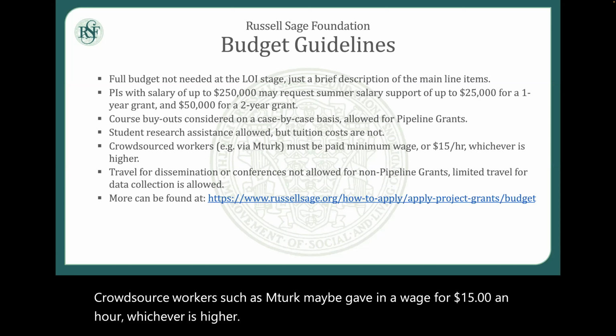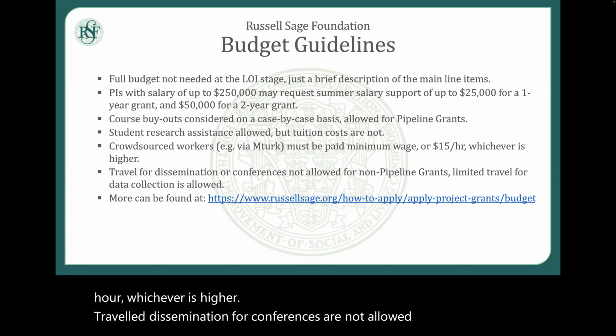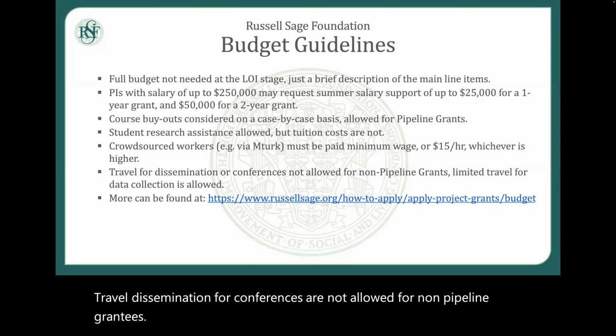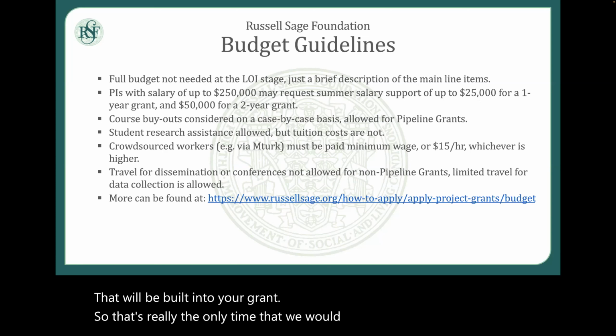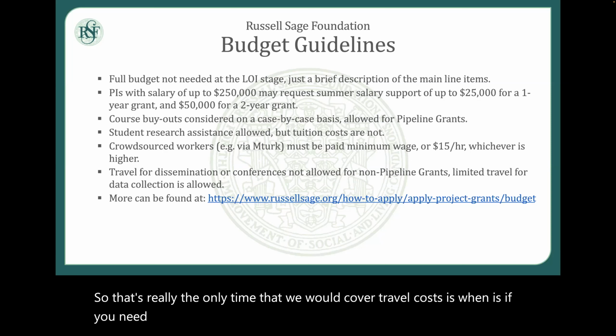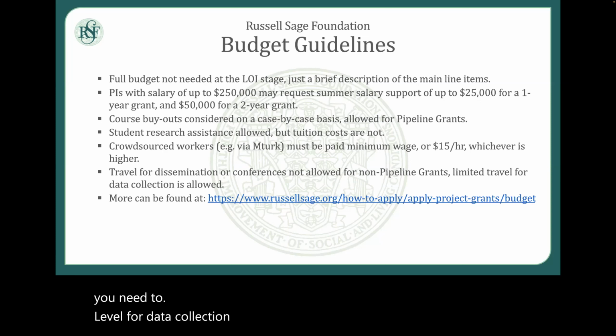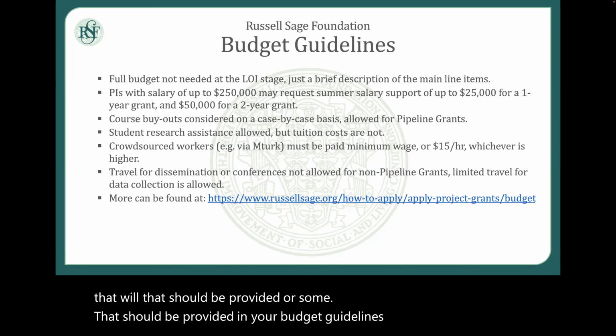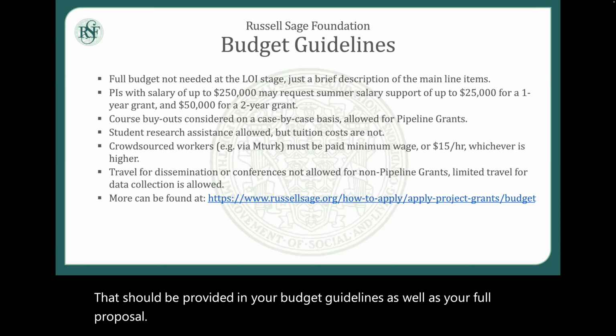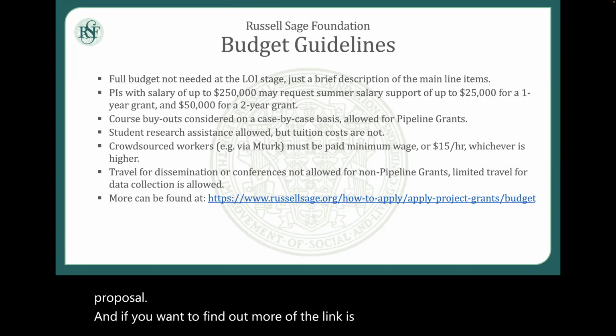Travel for dissemination at conferences is not allowed for non-pipeline grantees. However, if you have any travel-related data collection, that will be built into your grant. So that's really the only time that we would cover travel costs, if you need to travel for data collection purposes, and that will be built into the grant. That should be provided in your budget guidelines as well as your full proposal. And if you want to find out more, the link is found here for further details.